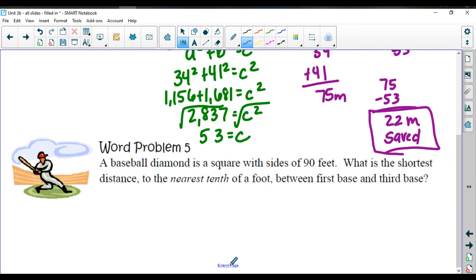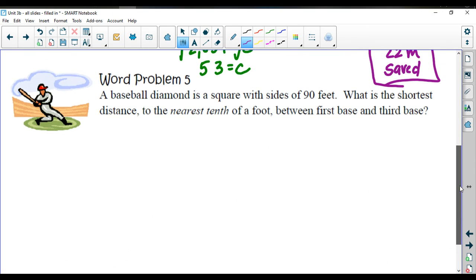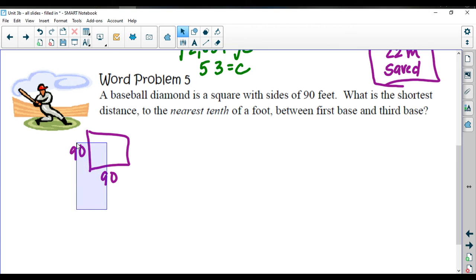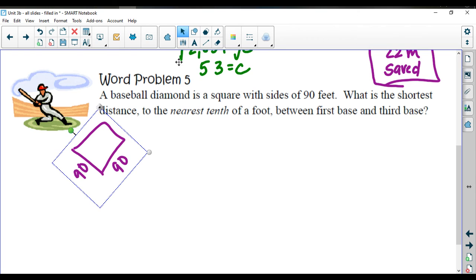All right, word problem number 5. A baseball diamond is a square with sides of 90 feet. So if we have a square, that's a horrible square, but my sides are 90. What is the shortest distance to the nearest tenth of a foot between first base and third base? Okay, so I did this kind of poorly because if I were really going to do this appropriately, I'd want it more like a diamond.